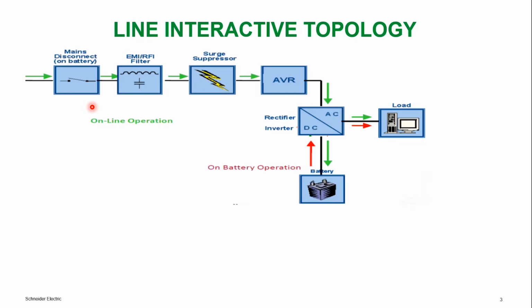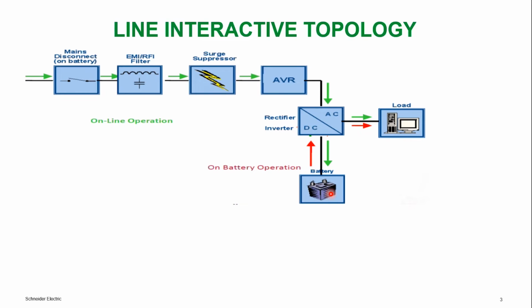So it clearly indicates, the green arrow indicates whenever the UPS is working in online mode, and the red indicates whenever there is a power cut and the battery is providing the power to the load. Whatever impurities are present in our power supply, they filter the power supply and provide it to the rectifier and inverter section of the UPS.